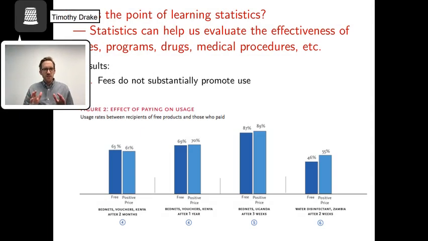Notice now from these bar charts the effect of paying on usage. Notice that these are pretty comparable. The idea is that fees, that positive price, the lighter blue, don't substantially promote use. In the first case, it's actually a little bit lower, and the others are almost roughly equivalent. Here, water disinfectant in Zambia after 2 weeks, those who were charged a price, it was higher, 55% compared to 46. But it doesn't seem like there's a big gain here from having a fee.